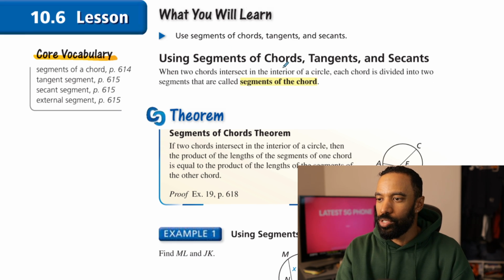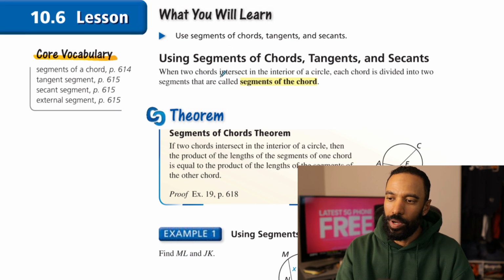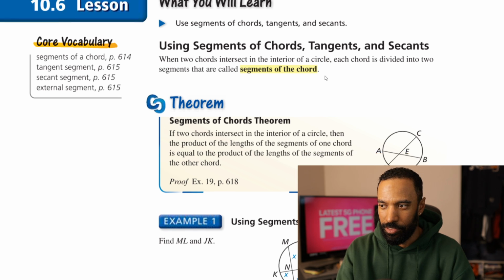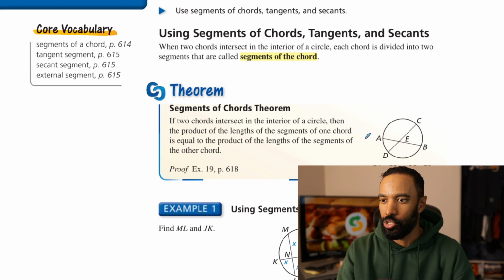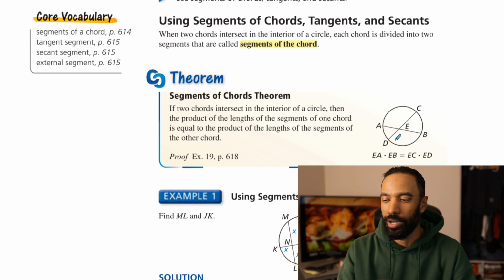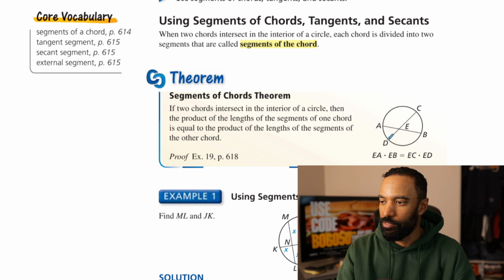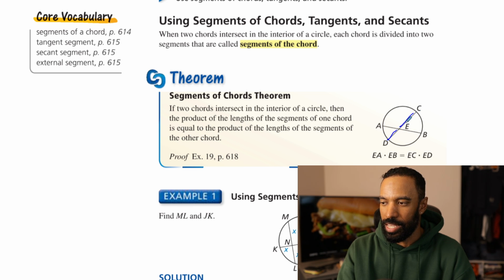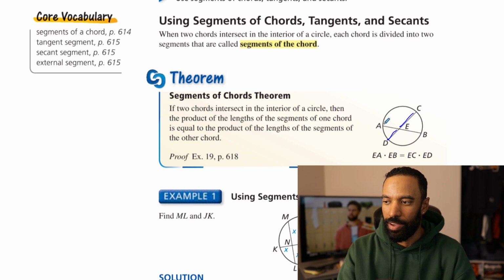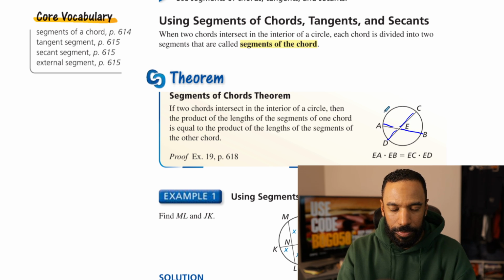All right, using segments of chords, tangents, and secants. When two chords intersect in the interior of the circle, each chord is divided into two segments that are called segments of the chord. So here, this chord CD is divided into DE and CE of certain lengths. This AB is divided into AE and EB of certain lengths. And there's a relationship among all four of these.